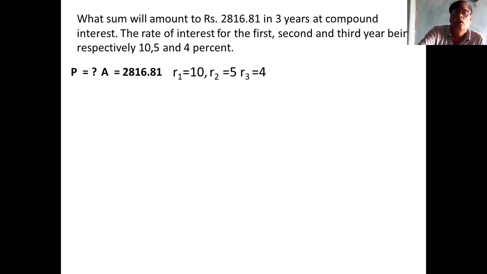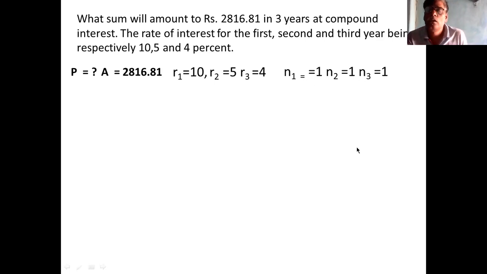You have to consider the period very carefully. First period is 1, second period is also 1, third period is also 1. N1 is equal to 1, N2 is equal to 1, N3 is equal to 1. 1 year period is there for each. So total is 3. After writing N1, N2, N3, you take the total. That total must be equal to the given period. Remember this point. One clue I am giving here for you people. After writing the N1, N2, N3 values, you take the total of N. The total of N must equal the given period.